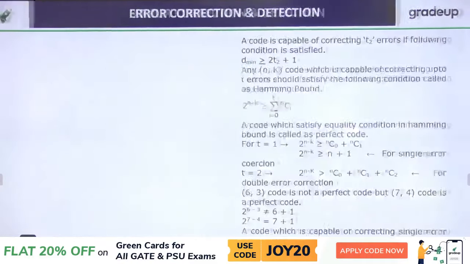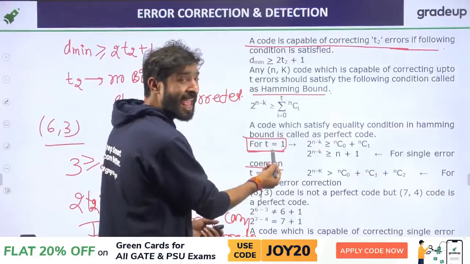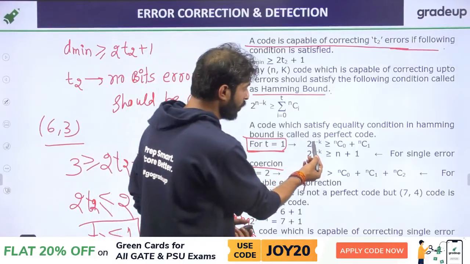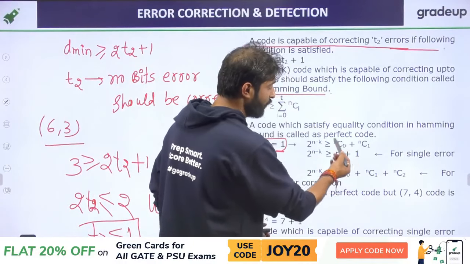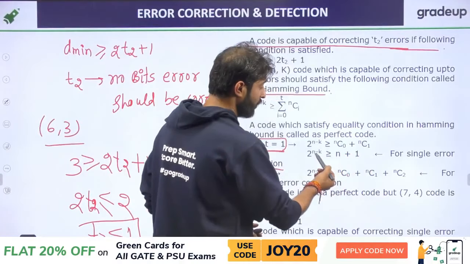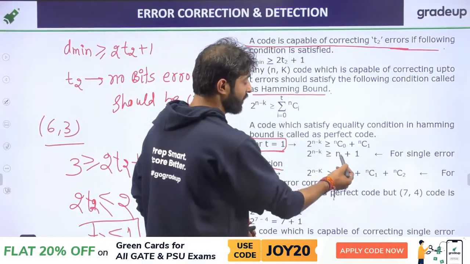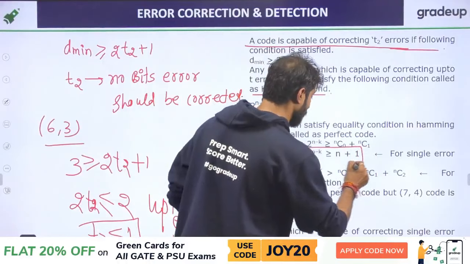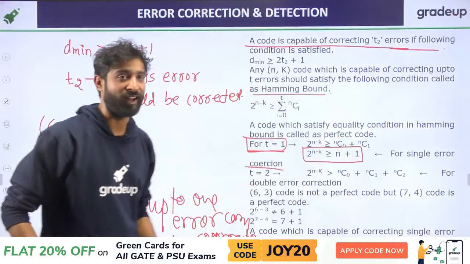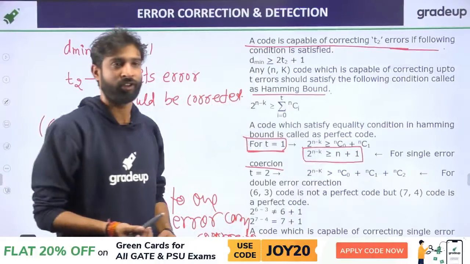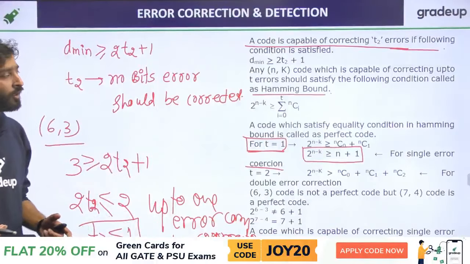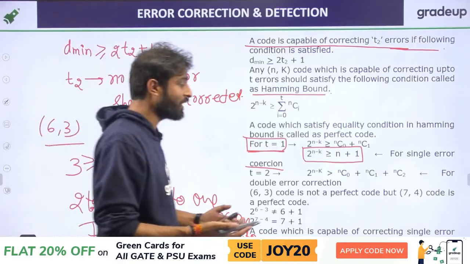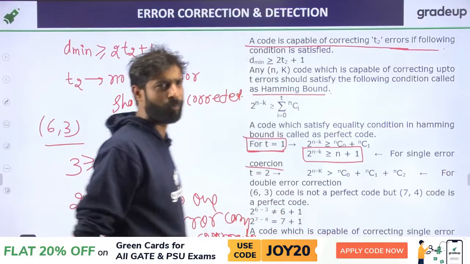So I'm writing, for the single error correction, 2 raised to power n minus k should be greater than or equal to nC0 plus nC1. We know the values of nC0 and nC1. So 2^(n-k) should be greater than or equal to n plus 1. That is the equation for the single error. And if the equality holds, then that code is called what type of code? Then it is called the perfect code.